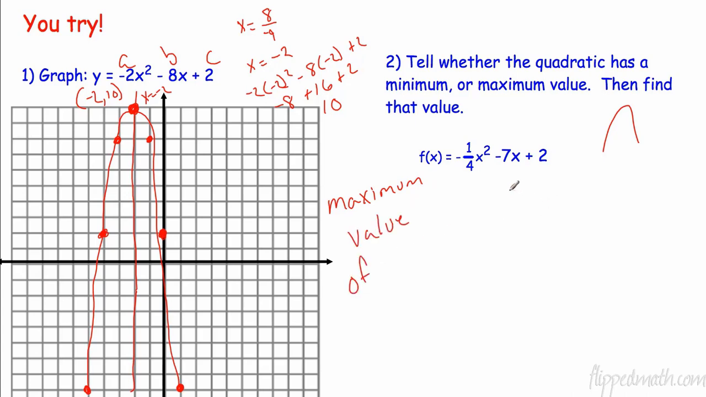All right, let's find what it is. So we can find our x is negative 7 over 2, or excuse me, negative and negative is a positive 7 over 2 times negative 1/4. That's 7 over negative 1/2. 7 divided by negative 1/2 is negative 14. Plug it in.